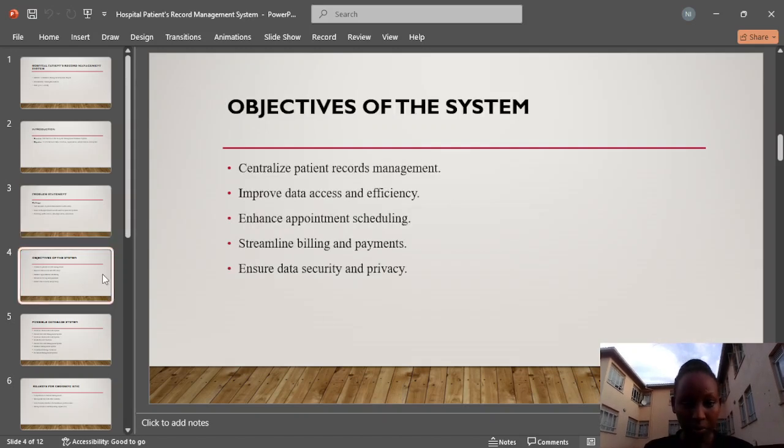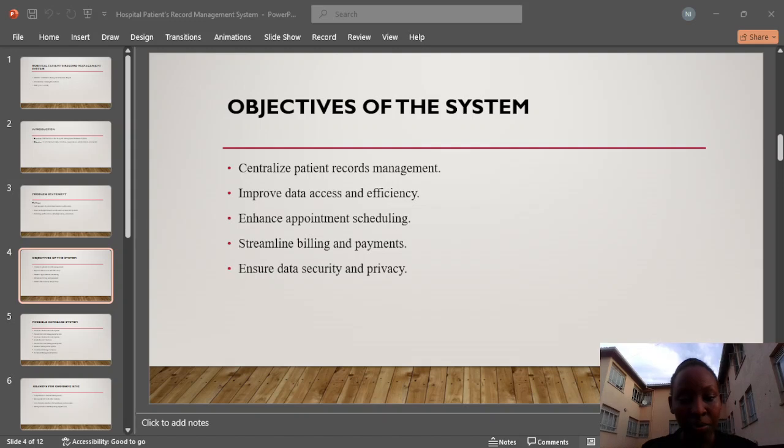One of the objectives of this system is centralized patients records. There are many, but I tried to outline them. Centralized patients records helps to design and implement a centralized data system that securely stores and manages all the patients' information, including personal details, medical history, and so on.